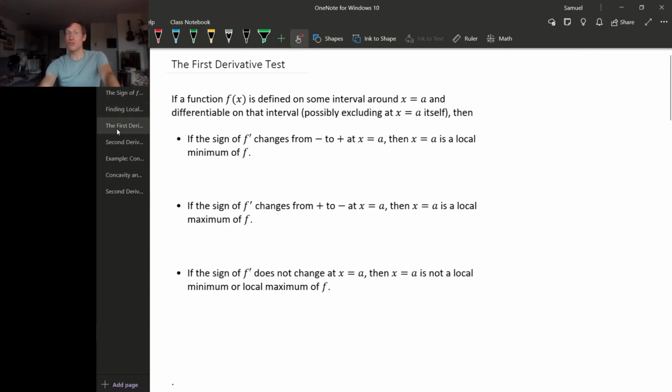This is actually called the first derivative test. So if you have a function that's defined on some interval around a, and the derivative changes from negative to positive at a, then you're at a local minimum. If the derivative changes from positive to negative at a, then you're at a local maximum. And if the derivative doesn't change sign at that x value, then it's not a local minimum or a local maximum.